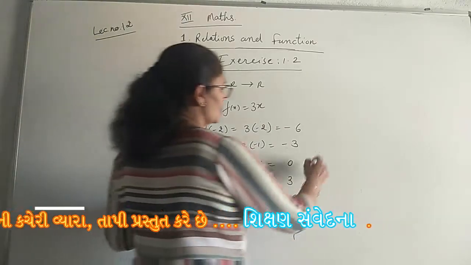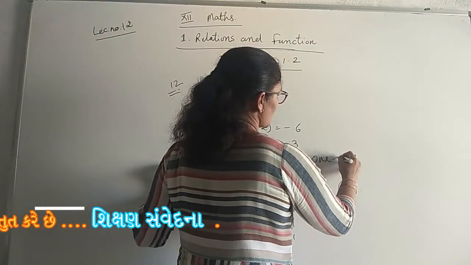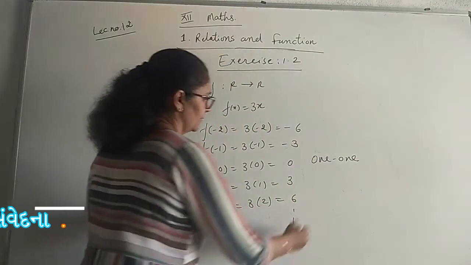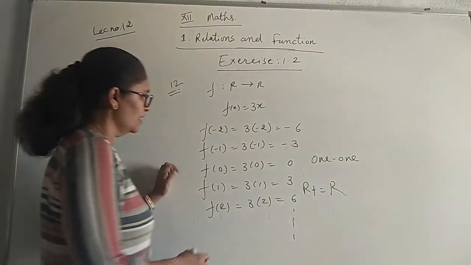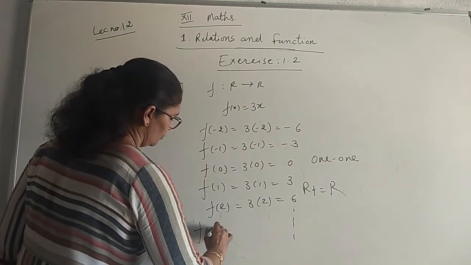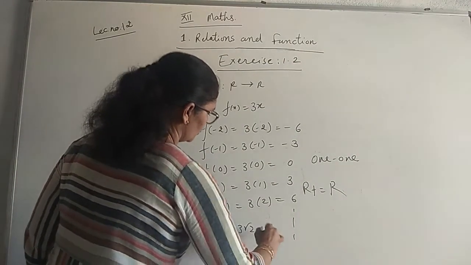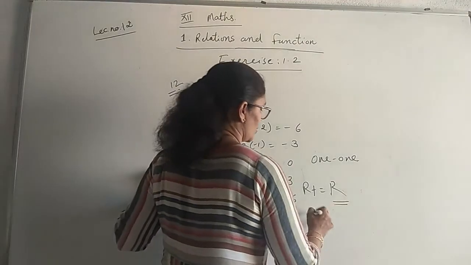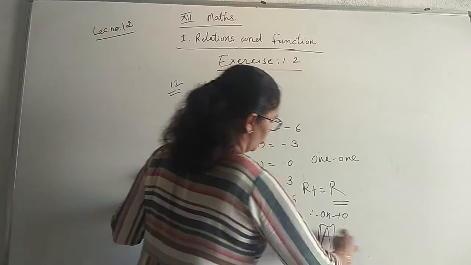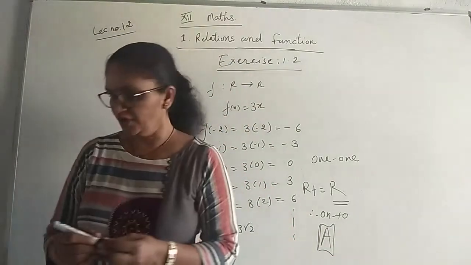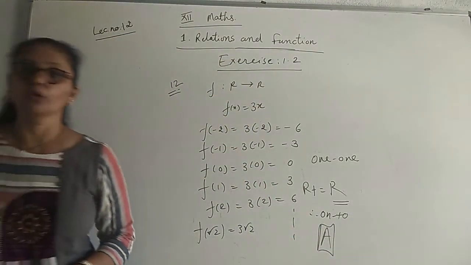That way, for each input you get a single answer, which means one-one. And the range of the function is all real numbers, because if we choose a real number, say root 2, then you get 3 root 2. So all real numbers, therefore it is onto also. So your option is option A. It is both one-one and onto.